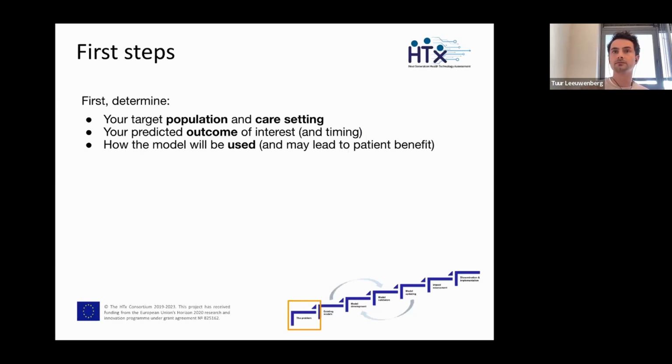And how will it be used? So is every physician going to be using it, or is it only on certain conditions that they will use the model? So these are all really important parts to define if possible, at the very beginning, together with the clinicians working in the field, because they know about all the barriers that are there and what actually is needed.